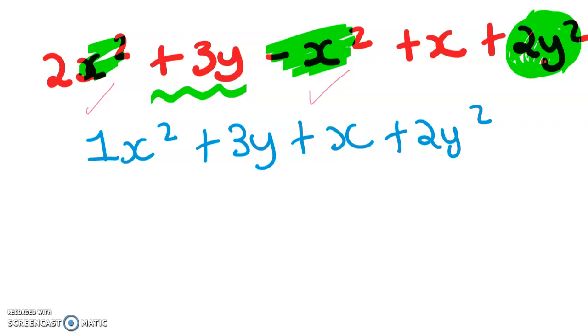So there's your first one. You can't add it together any more than that. You can only add like terms: squared x terms, squared y terms.